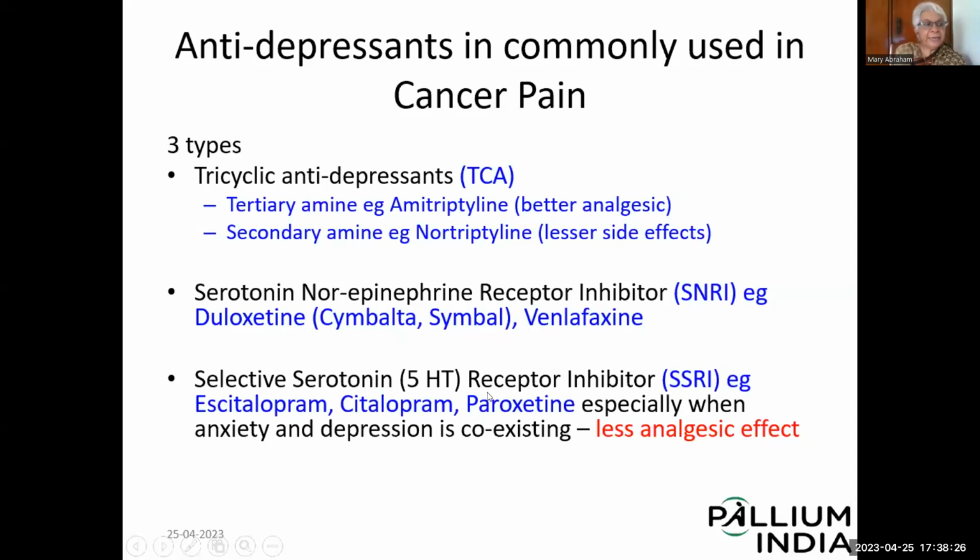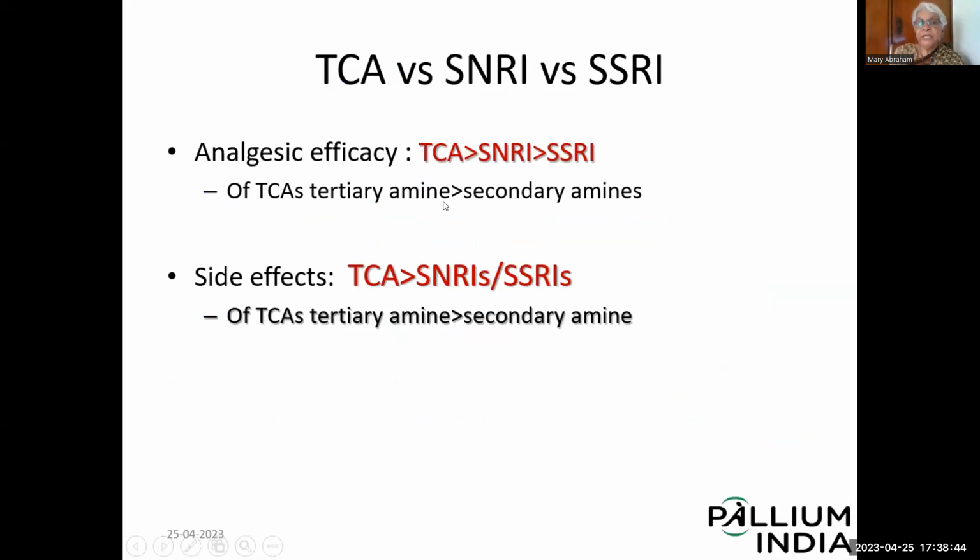Now, SSRI is basically more for anxiety and depression as compared to analgesia. So when the patient has got a lot of pain, then SNRI is preferable to SSRI. But it can be given in combination also, particularly if there's anxiety. If you look at the analgesic efficacy, TCA is stronger than SNRI, which is stronger than SSRI. But in the side effect profile, TCA has got more side effects as compared to SNRI.